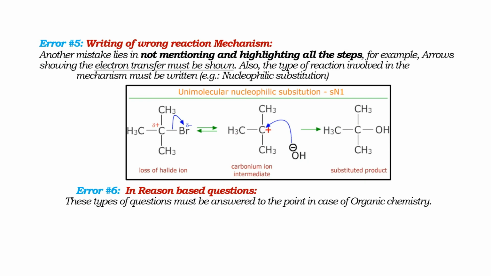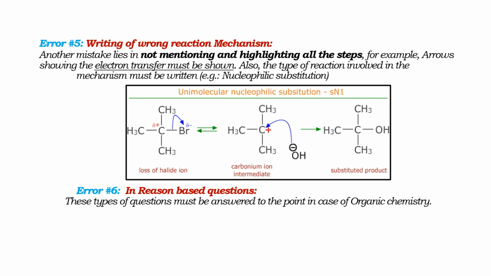Error number 5. Writing of wrong reaction mechanism. Another mistake lies in not mentioning and highlighting all the steps. For example, arrows showing the electron transfer must be shown. Also, the type of reaction involved in the mechanism must be written, for example, nucleophilic substitution.